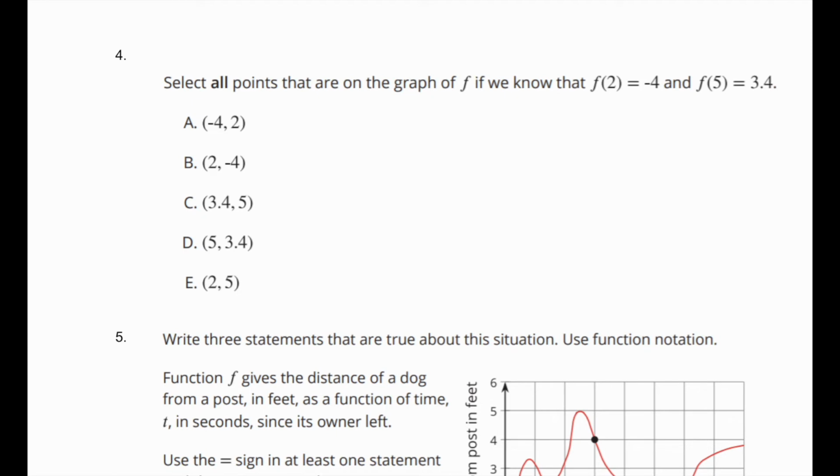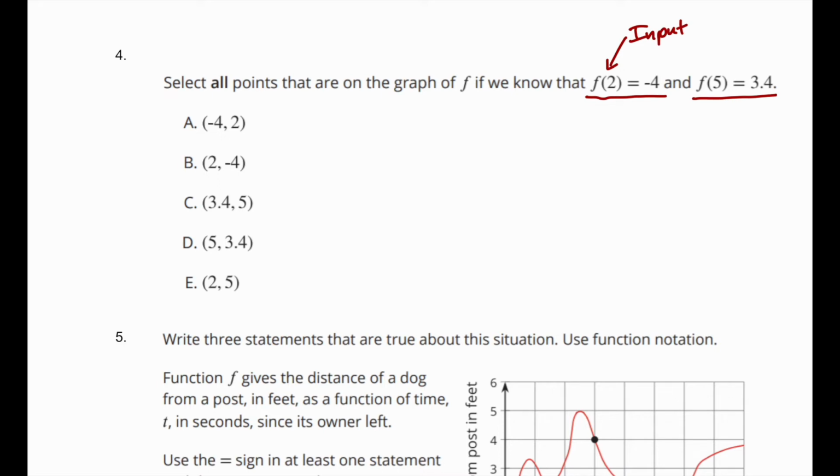For question 4 here, we're going to select all points that are on the graph of f if we know these two pieces of information here. So f of 2 is -4, and f of 5 is 3.4. Now, this is the only thing that they're telling us about this function. It's not necessarily related to the previous one. So we're going to be interpreting these as x and y values or as coordinate pairs. So we know inside our parentheses is our input.